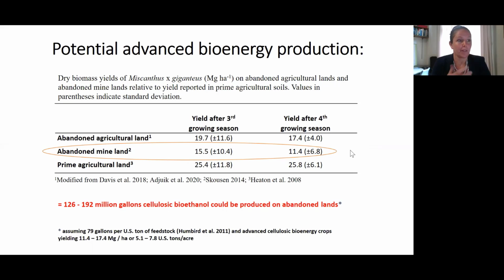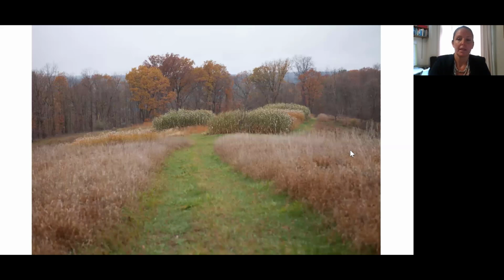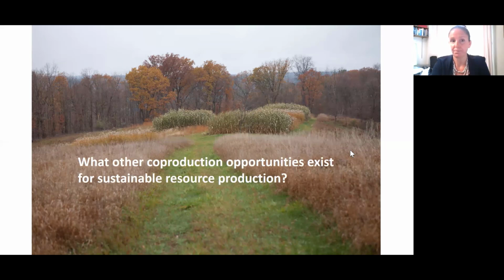So that's another example of co-production. In this case, we're thinking about land use, co-production, the potential for serving two purposes of managing land for reclamation while also producing a valuable product. And so there are many different complex issues associated with land use and many opportunities for thinking about how to co-produce on abandoned lands.